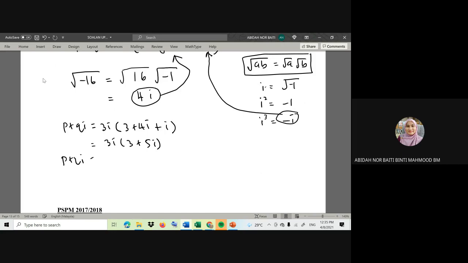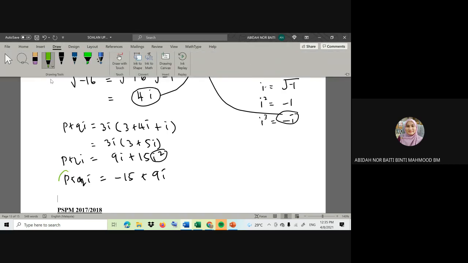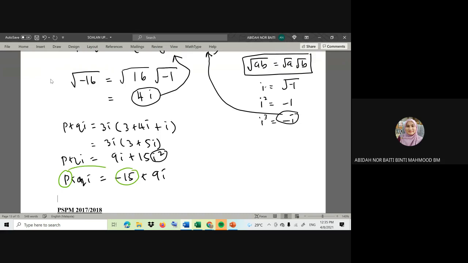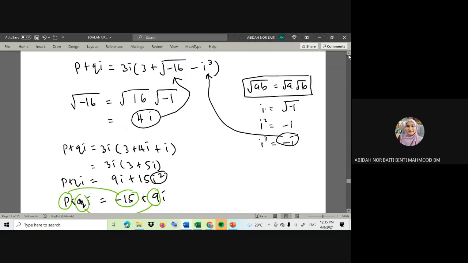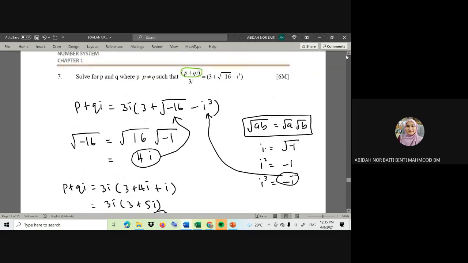p plus qi. 9i plus 15i squared. Substitute i squared with negative 1. Therefore, qi, dia jadi real lah kan? Jadi real lah. Negative 15 plus 9i. And then macam biasa, kita compare. Real with real, imaginary with imaginary. Okay, cuma yang penting sekali mula-mula simplify. Simplify the question, cross multiply.